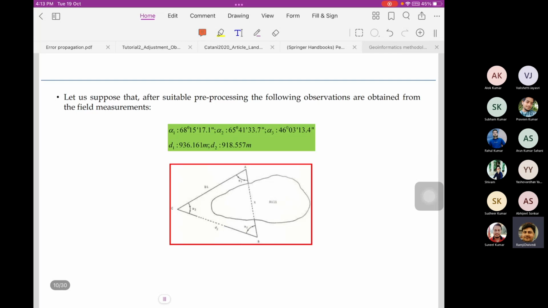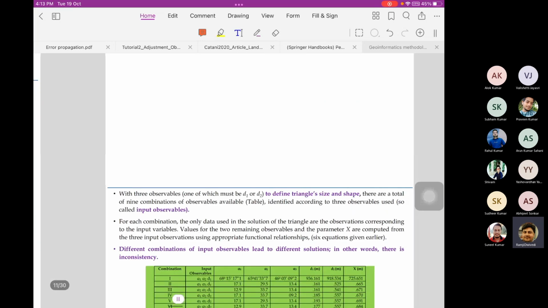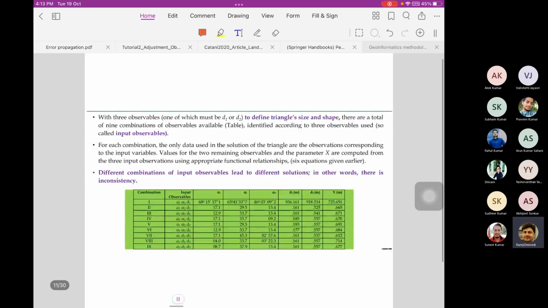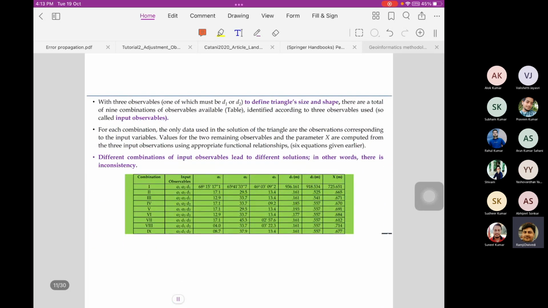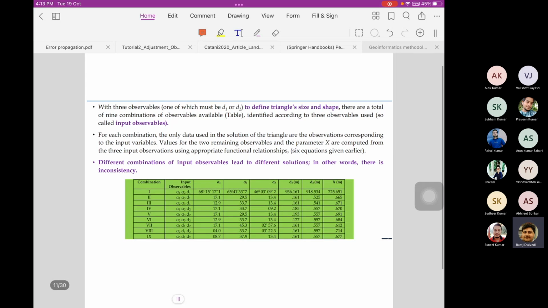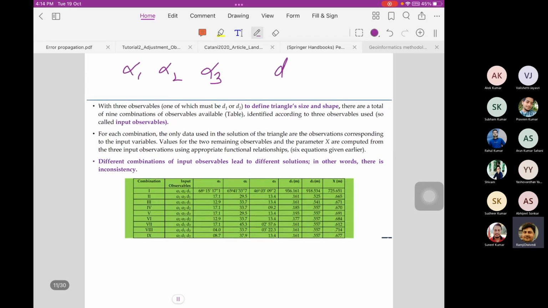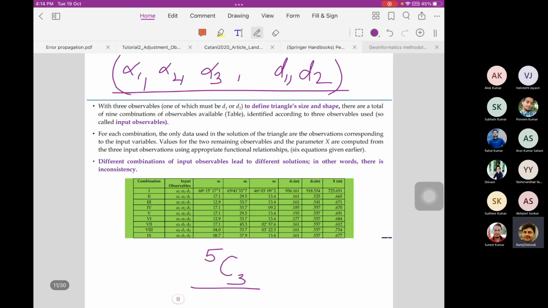So let's say you have assigned those values to alpha 1, alpha 2, alpha 3 and d1, d2. Now our job is to see how the inconsistency could be observed. See here, we have alpha 1, alpha 2, alpha 3, d1, d2. So we have 5 observations, and out of 5 we have to choose 3. One must be a distance to get x. So see, the combinations are presented here. There are a total of 9 combinations.